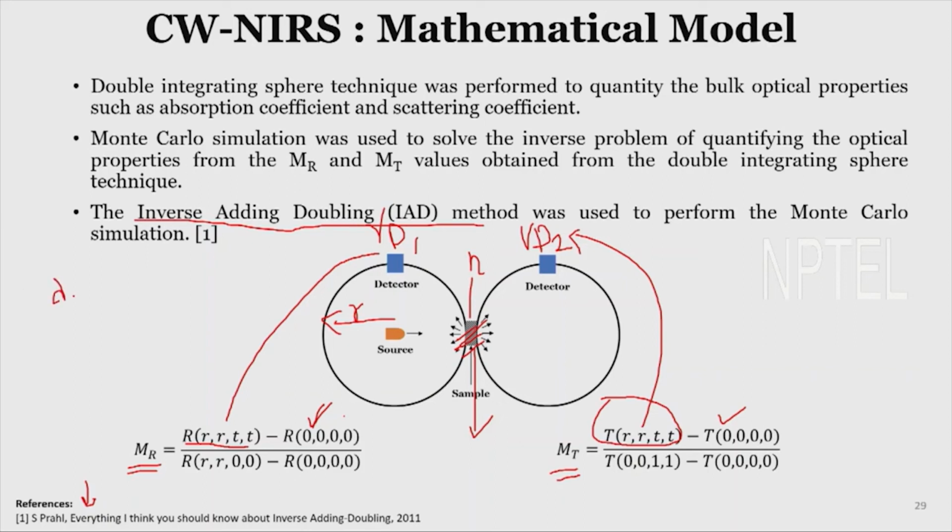In our case, we measured it for 850 nanometers, 940 nanometers and 1060 nanometers, and from this we quantified the absorption coefficient and the scattering coefficient. So you input these values in this software and you get this mu A and mu S prime.